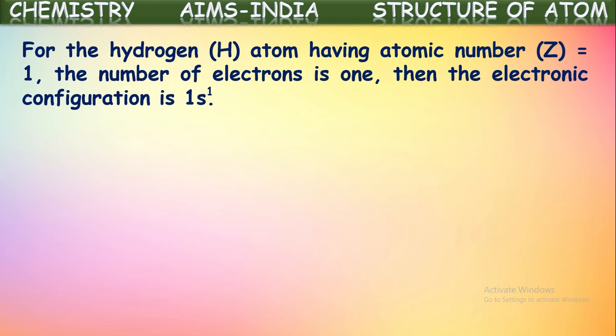For the hydrogen atom having atomic number 1, the number of electrons is 1, because the atomic number is 1. So the number of electrons in that also will be 1 only. Then the electronic configuration of hydrogen can be written as 1s1, where this 1 represents the shell number, the first shell. This means this electron is present in the first shell, and this s represents the subshell, and this 1 represents the number of electrons in that subshell. In this way, electronic configuration can be represented by using nlx notations.